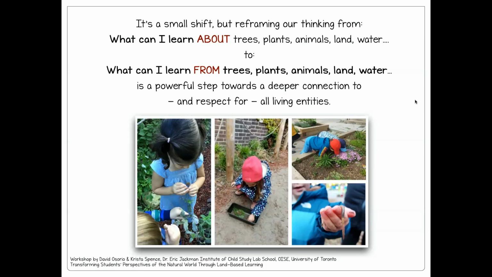But changing that a little bit to then think not what I can learn about, but what I can learn from. What can I learn from trees, plants, animals, land, and water? It's a little shift, but it's a powerful step as we consider the deeper connection and respect that we have for all living entities. So just thinking that shift through and considering the place that we're in, the area that we're in, the land, what can we learn from the area that we're in?